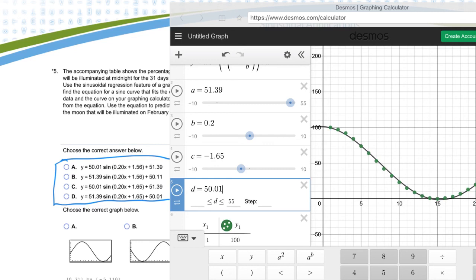Okay, so that gives you an idea of what I'd like you to do with the regression. You type in your data, type in that general formula, and play with the A, B, C, and D until you finally come up with a function or a line that approximates most of those dots. All right, hopefully that helps you with your homework for this section.